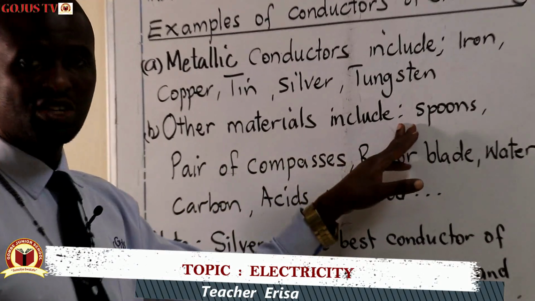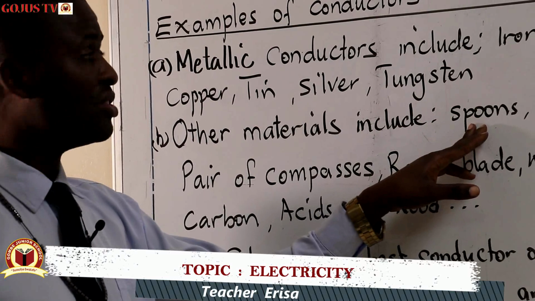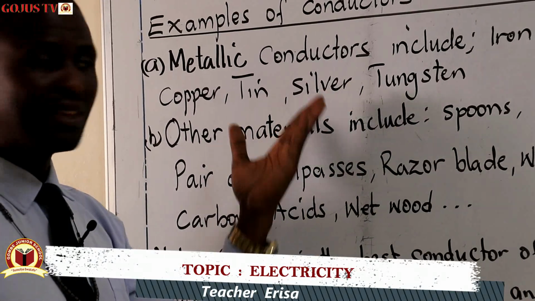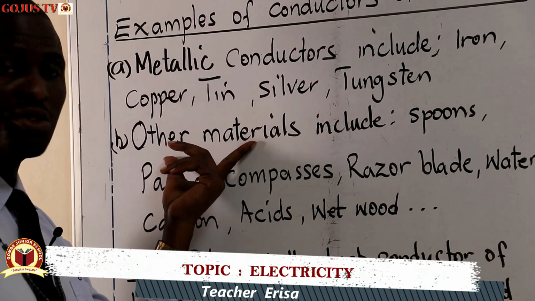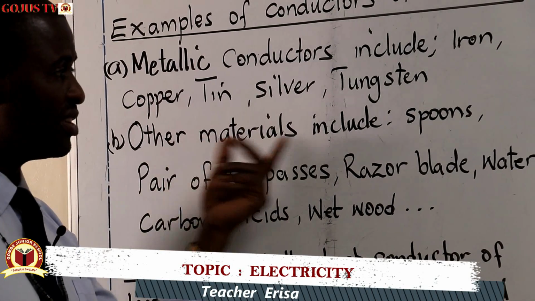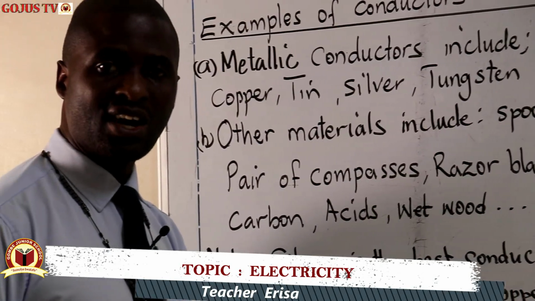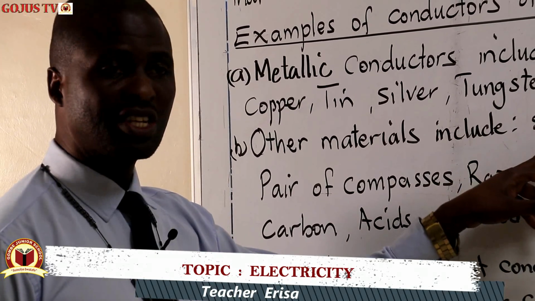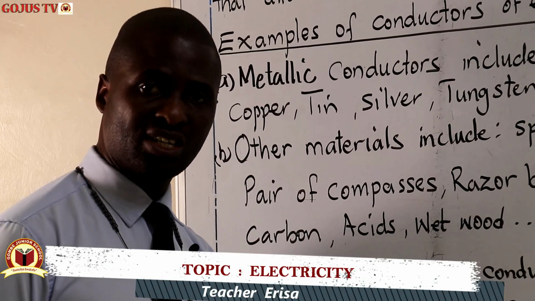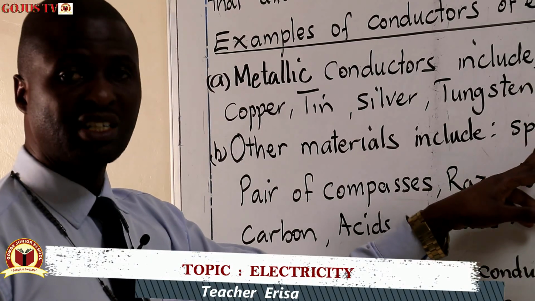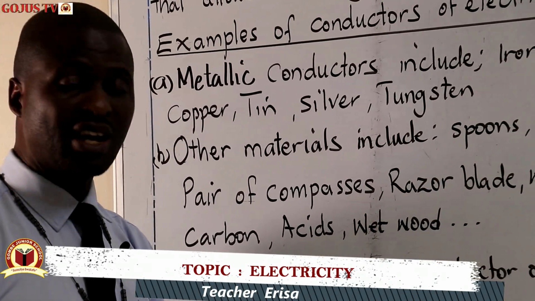Other materials, when you look at these materials, dear children, you'll find that they are spoons which are made of silver. But this time, I'm talking of materials through which electricity can flow. Spoons. And I know we have spoons at home. So I would advise that your spoons should not get in touch with electric wires or electric sockets because they can conduct electricity. Electricity flows into your hands and you can be killed.